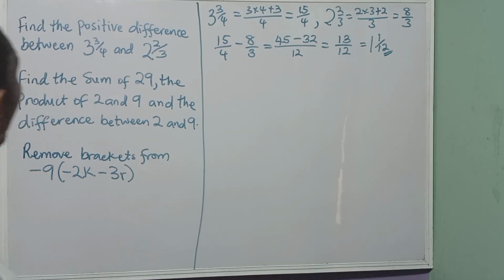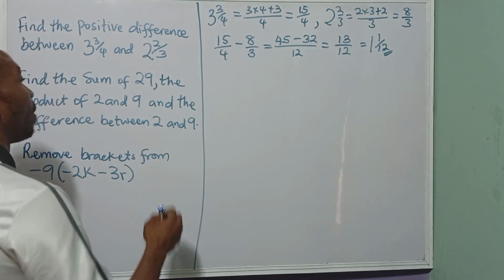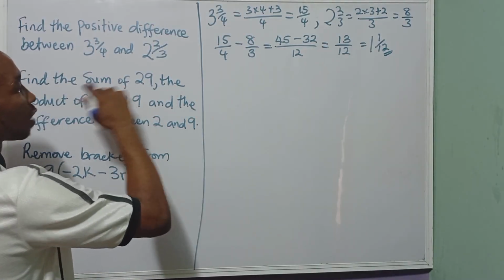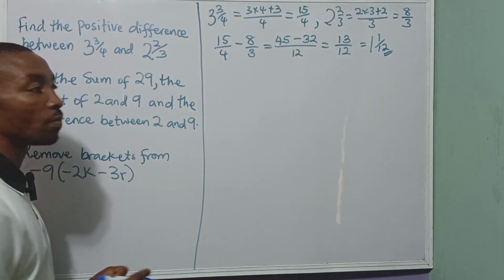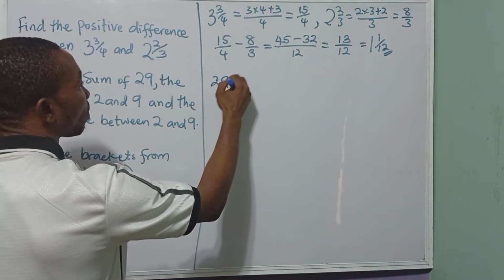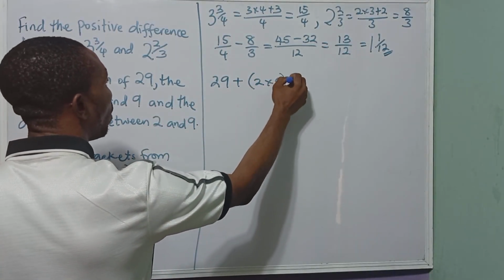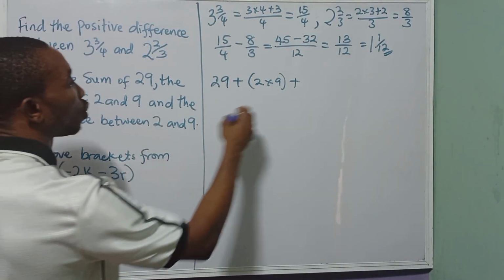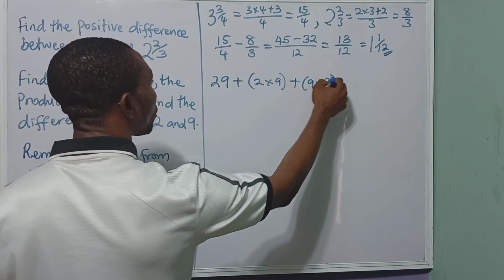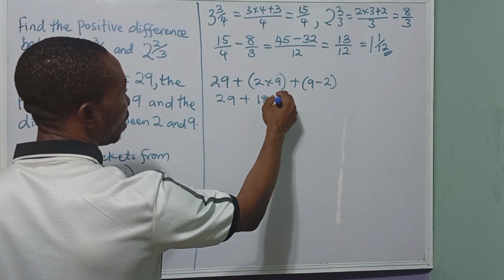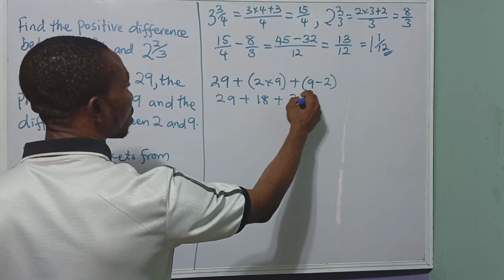Our next question says, find the sum of 29, the product of 2 and 9, and the difference between 2 and 9. Now, in solving this, let's interpret it as an equation. Since we are looking for the sum, that means it's addition. So we have 29 plus the product of 2 and 9, 2 times 9, and the difference between 2 and 9, 9 minus 2. So this gives us 29 plus 9 times 2, 18, plus 9 minus 2, 7.